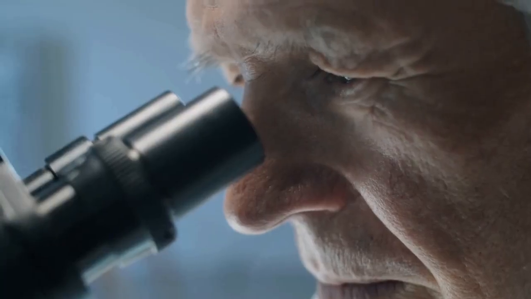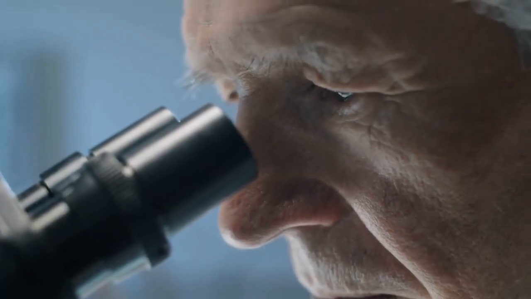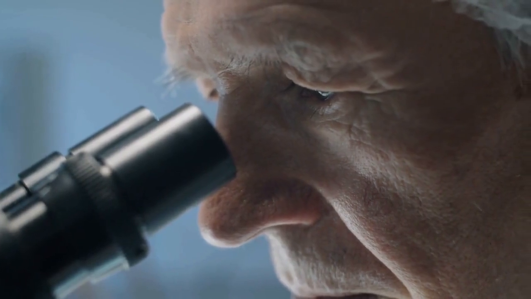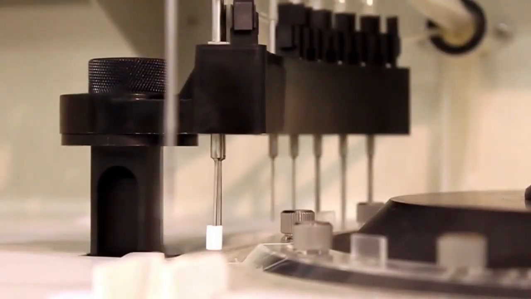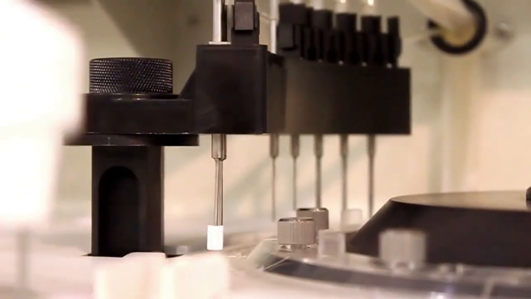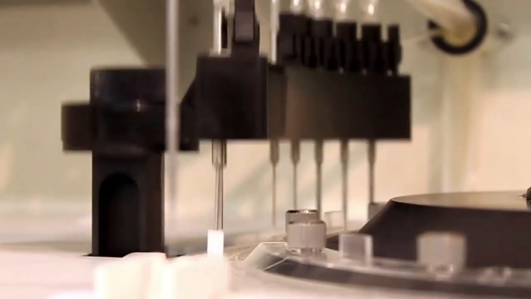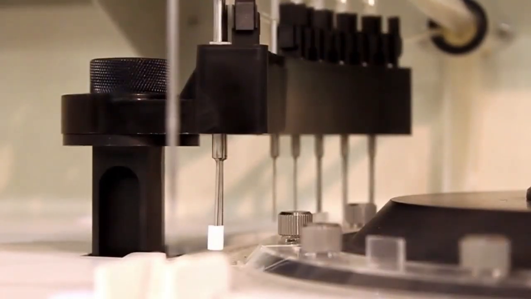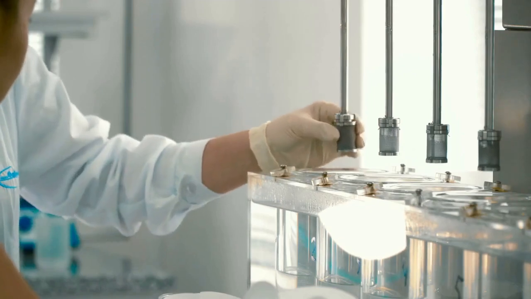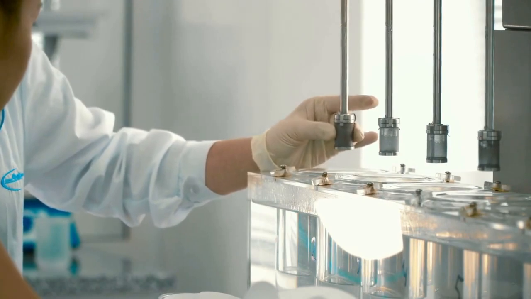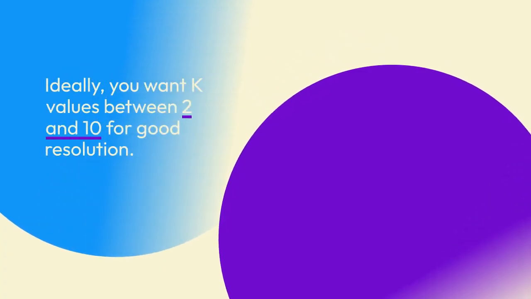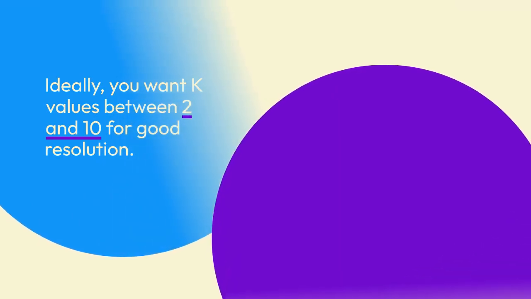From there, we can calculate an even more important parameter called the retention factor, or capacity factor, which we label as k. This is a unitless measure that describes how strongly an analyte is retained. The formula is k equals the adjusted retention time divided by the dead time, or k equals T_R prime over T_M. For example, a k value of 3 means the compound spent 3 times longer in the stationary phase than it did in the mobile gas phase. Ideally, you want k values between 2 and 10 for good resolution.